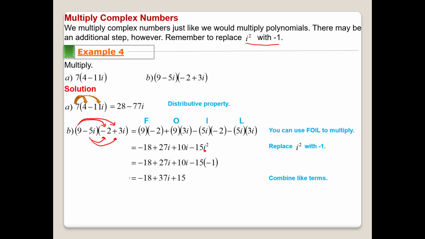Now let's combine like terms, because we can combine the -18 and the positive 15. We're allowed to combine these two. That gives us -3, and we still have plus 37i. That's as simplified as we can get, and that is our final answer when multiplying through.